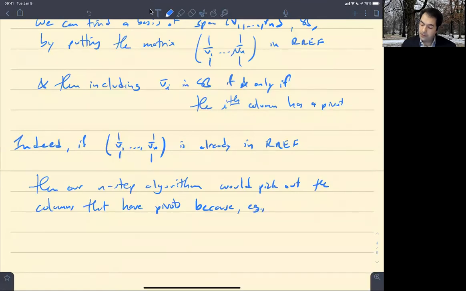Because, for example, if vj does not have a pivot, then that means that every non-zero entry in that column is in a row where there's a non-zero entry before that to the left. But that's the same as saying that I can write this as a linear combination of the previous columns.